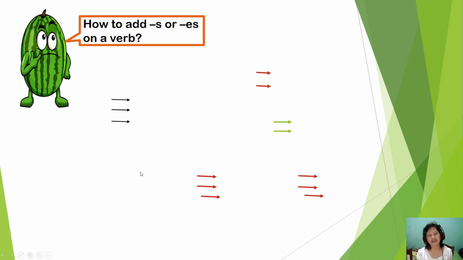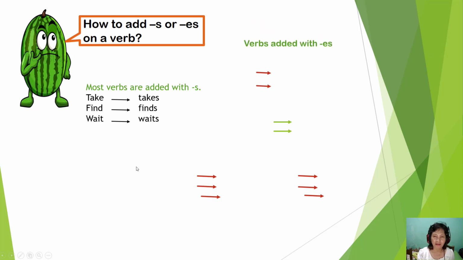Okay, how to add S or ES on a verb? Most verbs are added with S. For example, you can see here, take becomes takes, find, finds, wait, waits. But there are verbs added with ES. The first is verbs that end with Y. If the verb ends with Y and the Y is preceded by a vowel, you just add S. But if before Y there is a consonant, you change Y into I and then add ES.